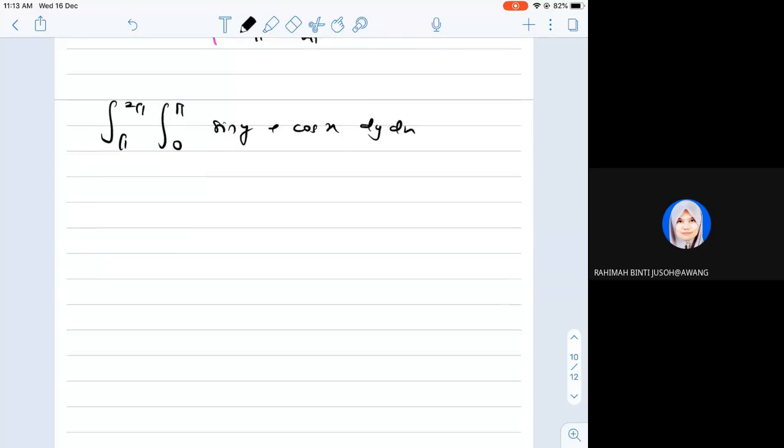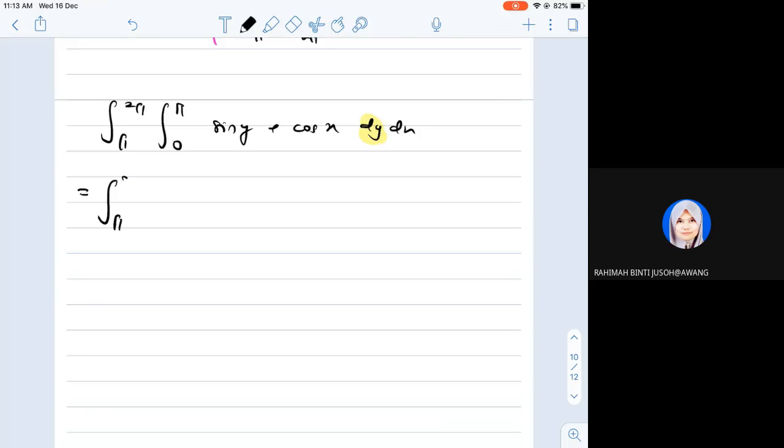Okay guys, the concept is similar to partial derivative. When you want to differentiate with respect to x, thus y becomes your constant. The same thing happens here. If you want to integrate with respect to y, so x becomes a constant. So let us do this.